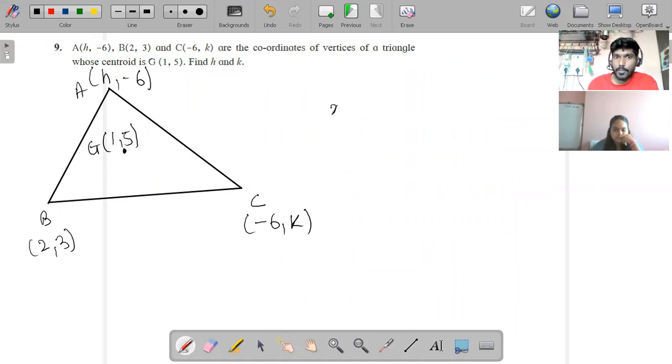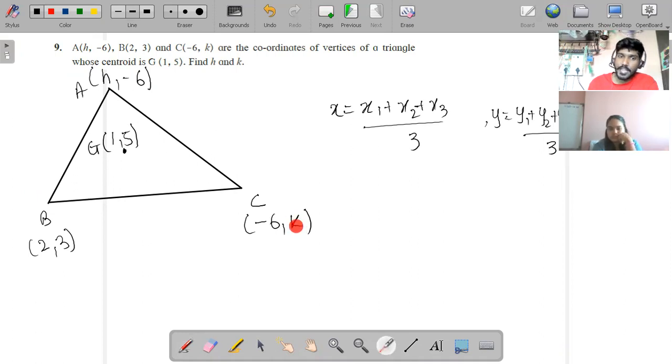So when you use the centroid formula for x, what is the centroid formula for x to find the value of x? x1 plus x2 plus x3 upon 3. Once you solve and simplify this, you will get a value of h. And then you use the formula for y, that is y1 plus y2 plus y3 upon 3. You solve this. After solving this, you get the value of k.